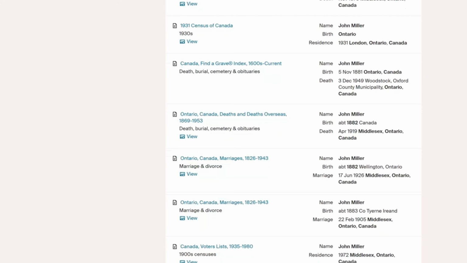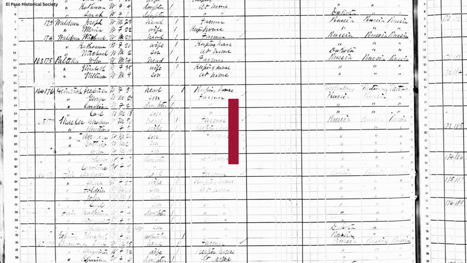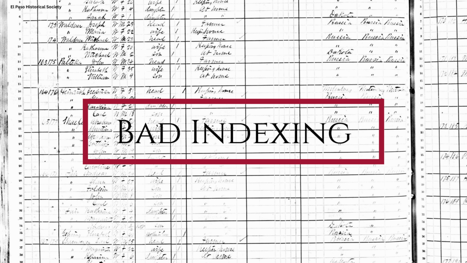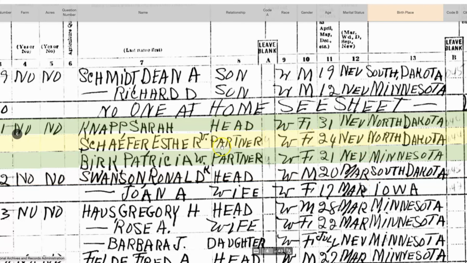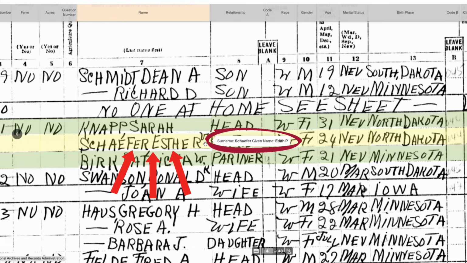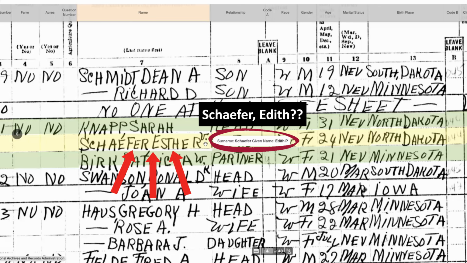Another huge reason people disappear is bad indexing. Many online records were indexed by volunteers trying to read difficult handwriting. Other collections were indexed by computer programs trying to interpret faded documents. Mistakes happen all the time. I once found a surname indexed so badly, I never would have discovered it through a normal search. The only reason I located the family was because I searched for one of their neighbors instead.